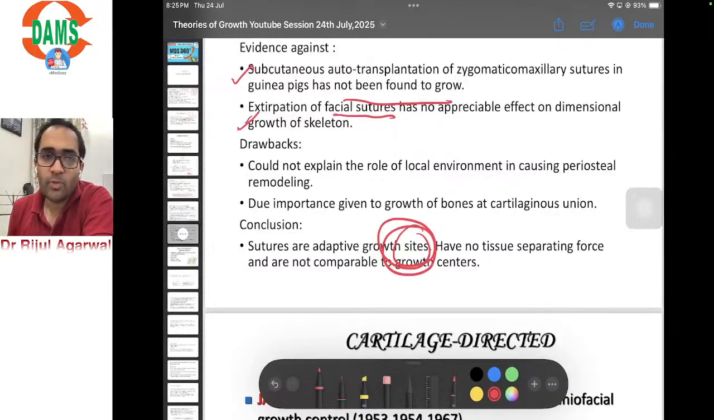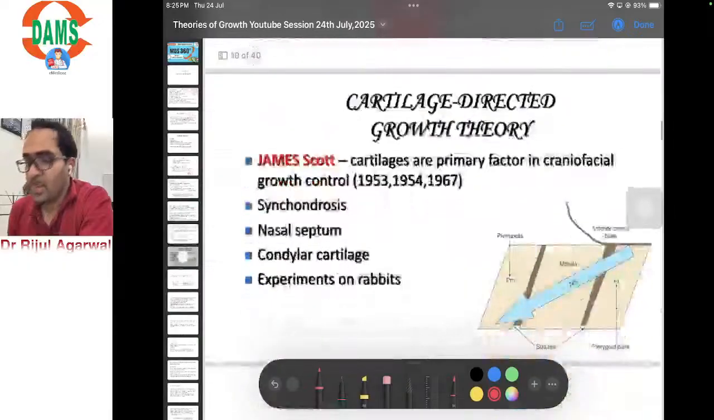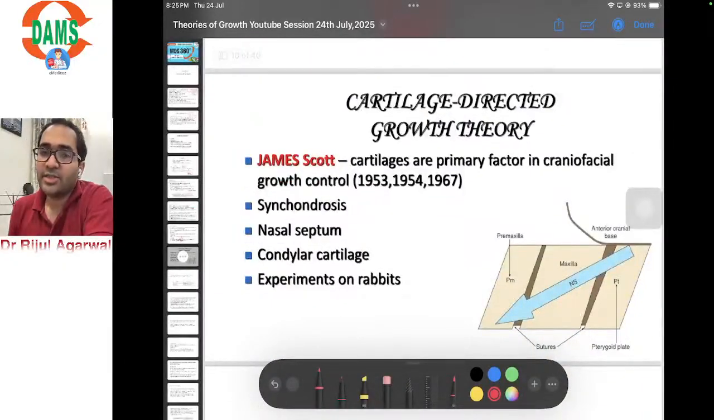Okay, so I hope I am clear until now on the role of sutural dominance, or the role of sutures, in the growth of the craniofacial region. Hence this theory was also rejected. Next comes the cartilage directed growth theory. So from sutures we are moving towards the role of cartilages. If anyone has any doubt until now, you can write, otherwise we'll move ahead.